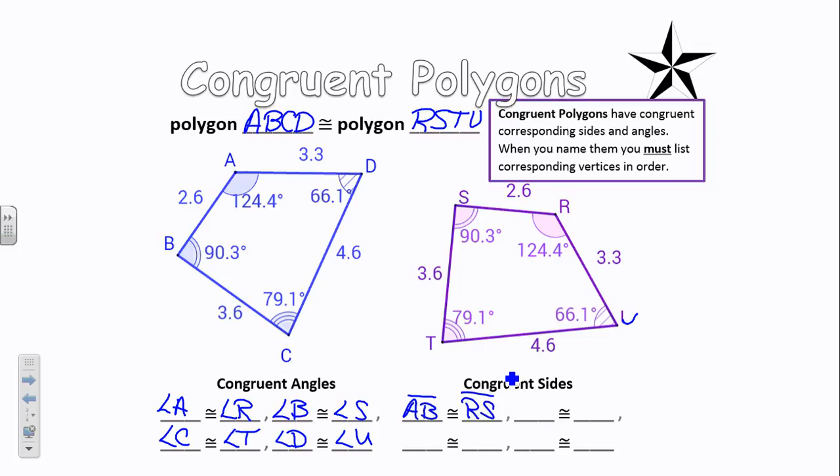Segment BC, the two middle vertices, right, is going to be congruent to what, Tommy? BC is congruent to ST. And if someone says TS, that's okay. Okay?